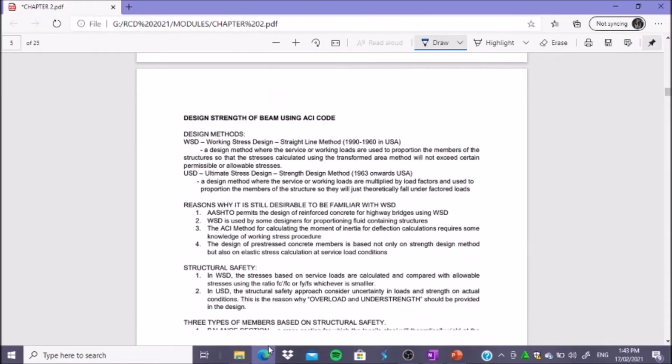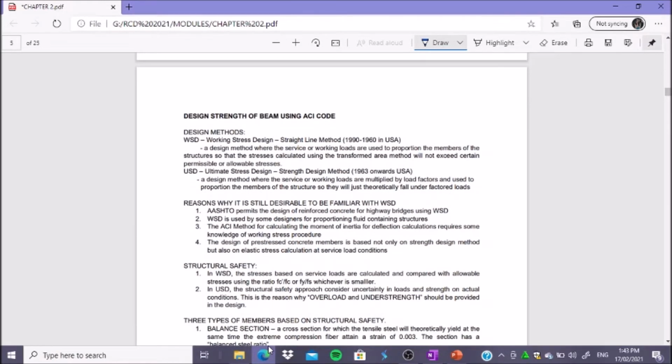Now, using the design strength of beam using ACI code actually, we have so-called WSD and USD. And why it is also reasonable to take up WSD. Now, bakit kailangan pa mag-WSD kahit nasabi obsolete na siya? Una kasi yung code permits the design of reinforced concrete for highway bridges using WSD. Is up for sa DPWH sa codes.